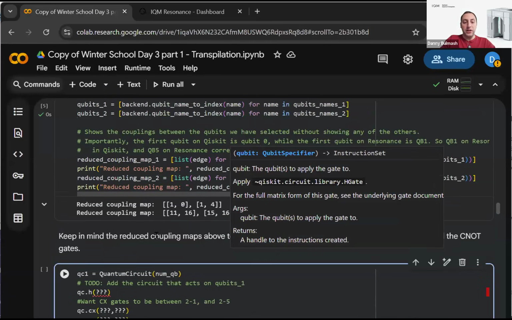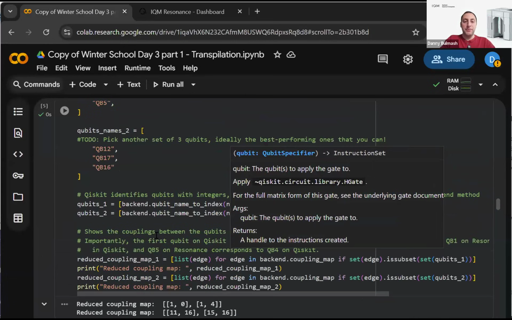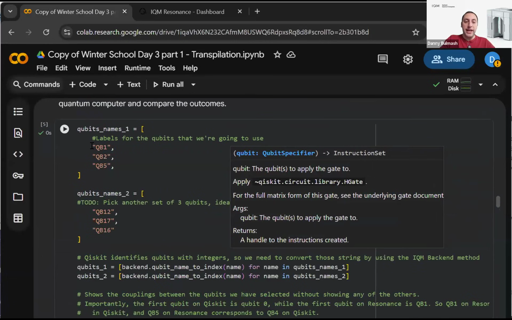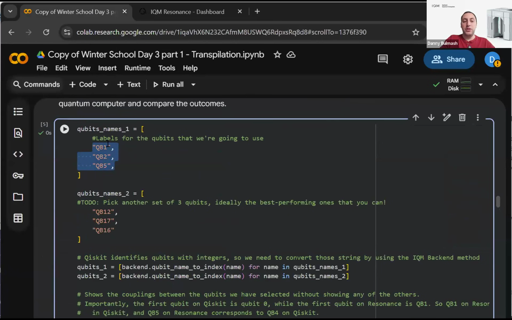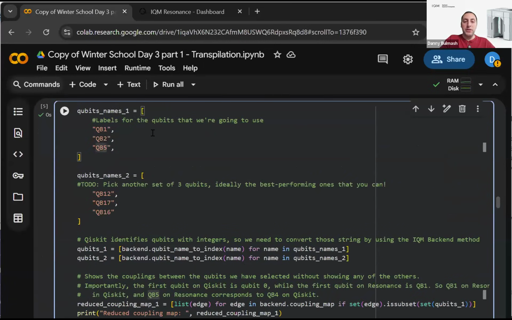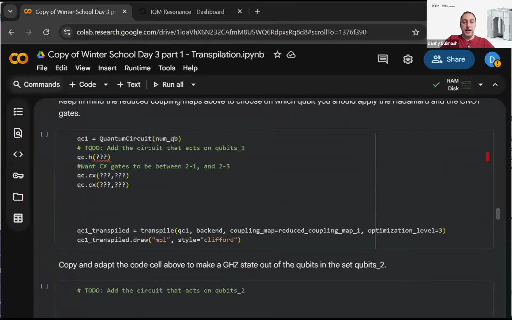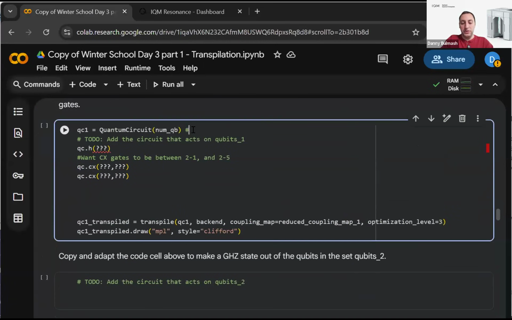So let's take a look. We have 3 qubits in our circuit, and they're ordered like this. So it's qubit 1, qubit 2, qubit 5. That means QC1, index 0, is qubit 1 on resonance. QC1, index 1, is qubit 2 on resonance. And QC1, index 2, is qubit 5 on resonance.